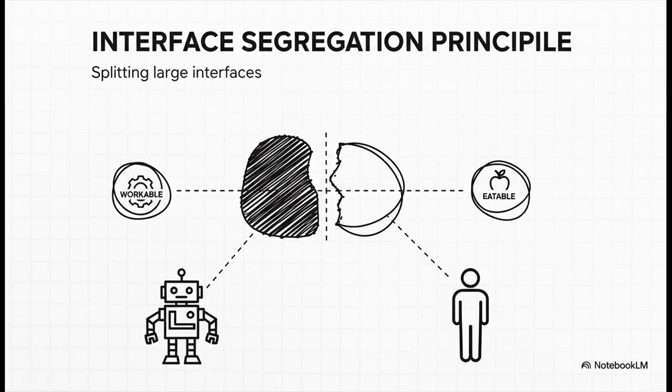Just make your interfaces smaller and more focused on specific roles. Instead of one giant worker interface that has work and eat methods, you split it. You create a workable interface and an eatable interface. Now a human class can implement both, but a robot class can just implement workable without being forced to have a nonsensical eat method. Clients only depend on the exact methods they need, nothing more.